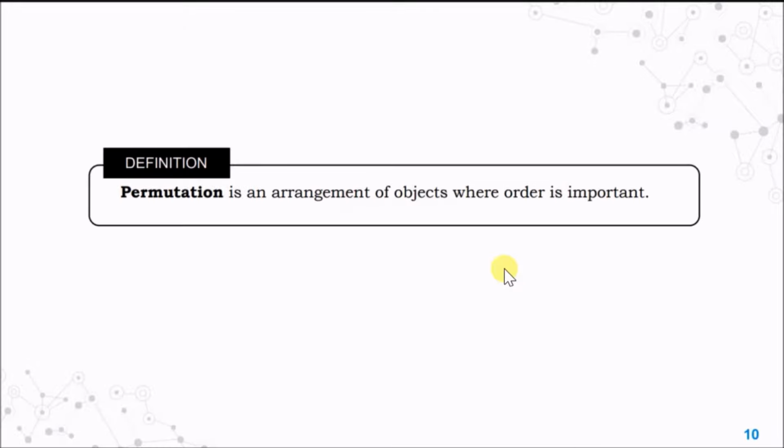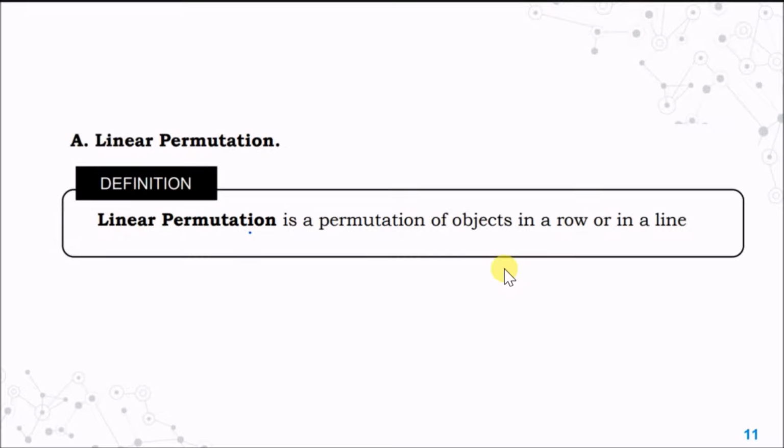What if our situation now refers to the proper arrangement? It is important not only to get the number of ways, but also to consider the proper arrangement, because a different order or arrangement means a different result. So I want to introduce you to permutation, because permutation is an arrangement of objects where order is very important. The very first permutation that we know is the linear permutation.